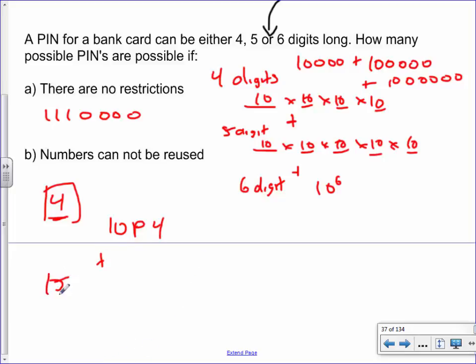Or you could do the 5-digit password, which would be 10 numbers and pick 5 of them. Or for the 6-digit password, 10 numbers and pick 6 of them. But again, we need to add them all together. So in your calculator, find what 10 pick 4 is, find what 10 pick 5 is, find what 10 pick 6 is, and sum them all up.